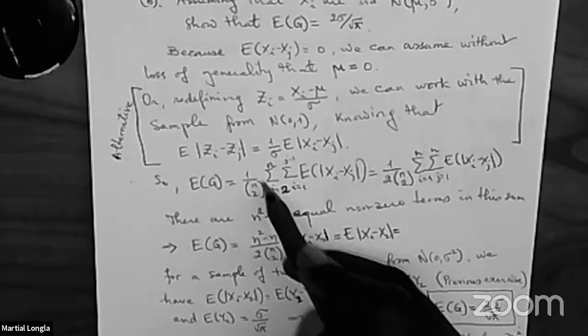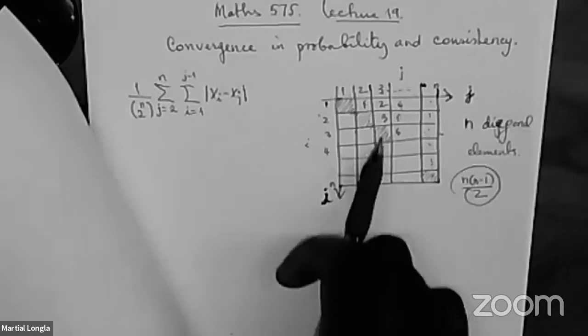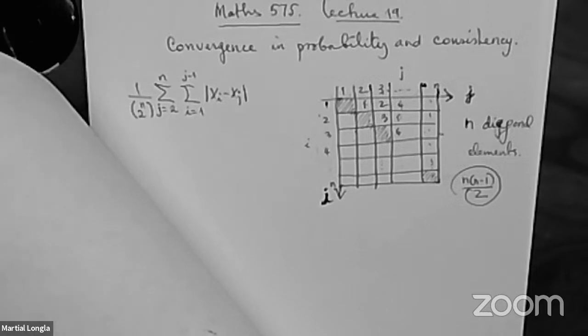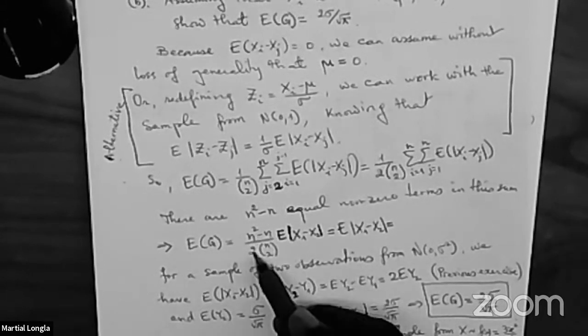And to make my life easier, I just completed the whole thing to have the full square again, but I didn't have to do that. If I know that here I have exactly n squared minus n over 2 terms that I'm adding, which is what I proved here, then I can just use that fact. I'm adding n times n minus 1 over 2, which is n squared minus n over 2 things. That's why I have n squared minus n over 2.